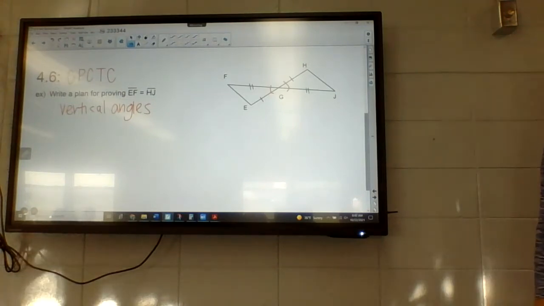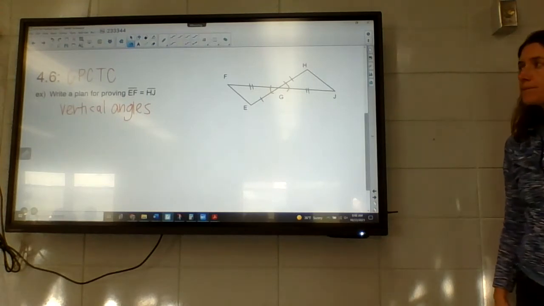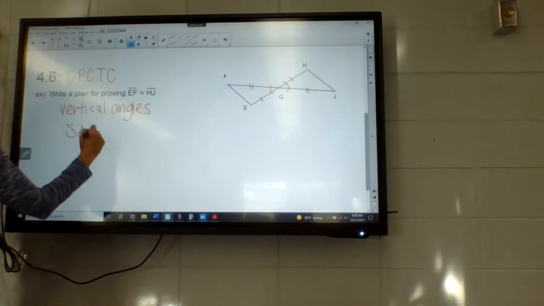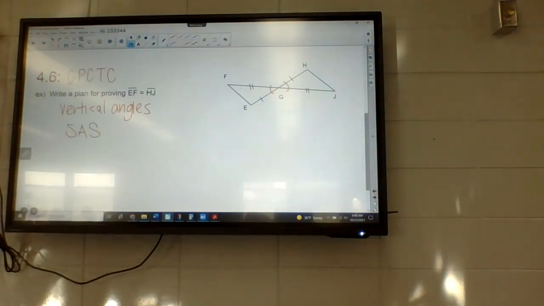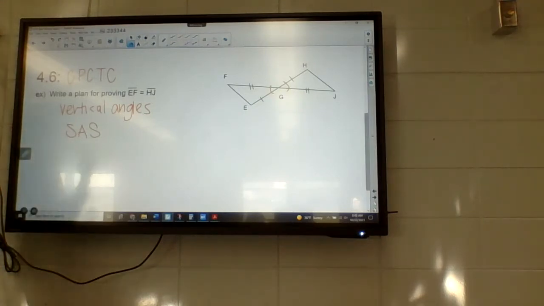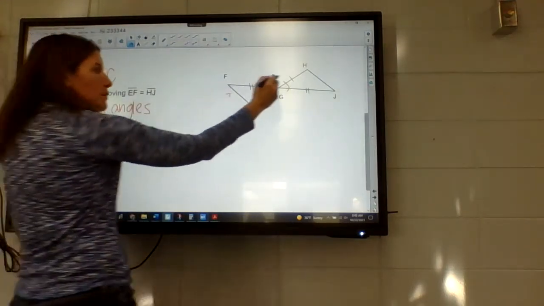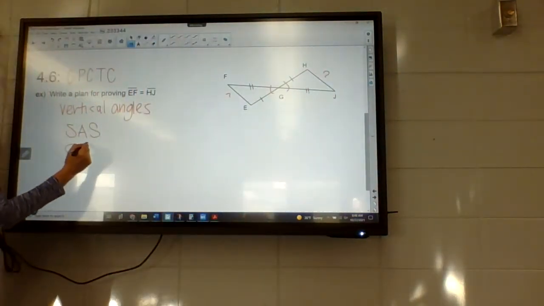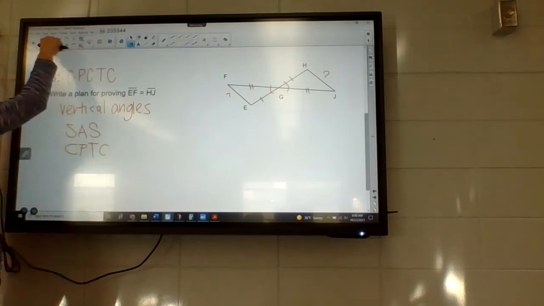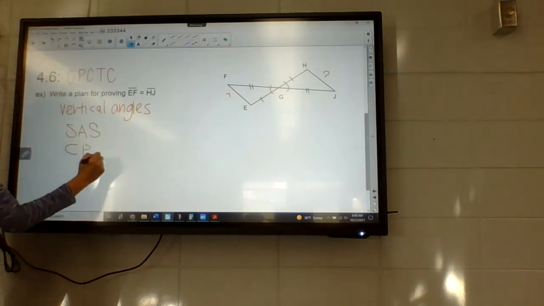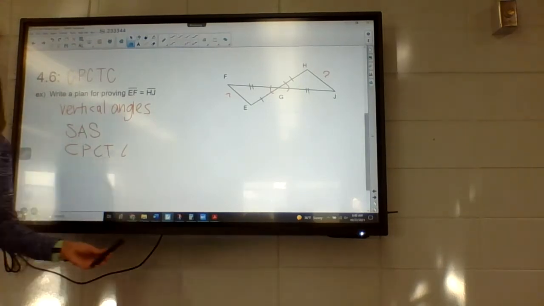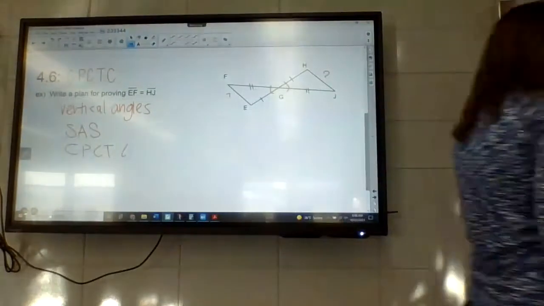Do we know that the triangles are equal yet? Possibly. Yes. By what? Side, angle, side. So we have equal triangles for side angle, side. Now, how can we prove that EF equals HJ? Yes, once we're at that point, then we can say all their parts have to be the same. So when it asks you to write a plan for a proof, that's kind of all they mean there.